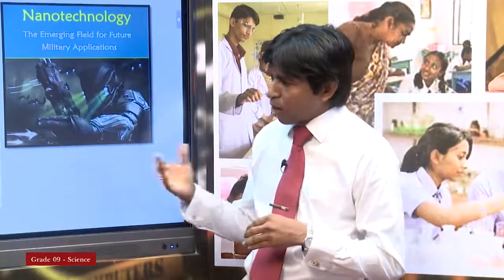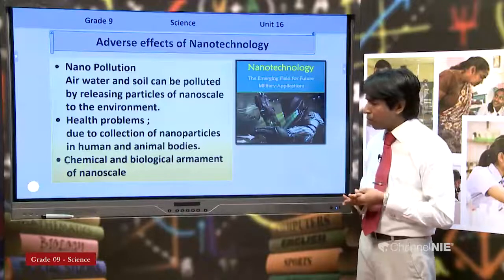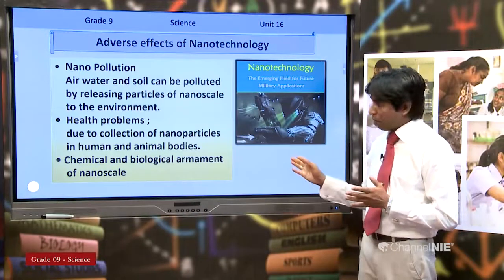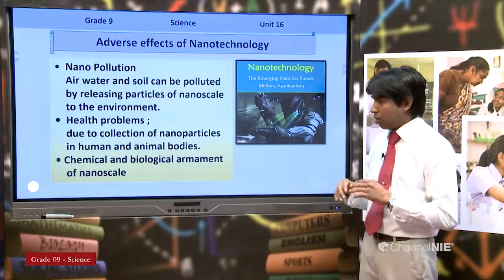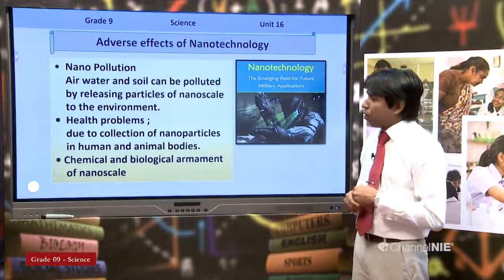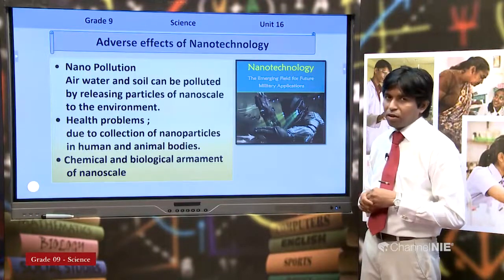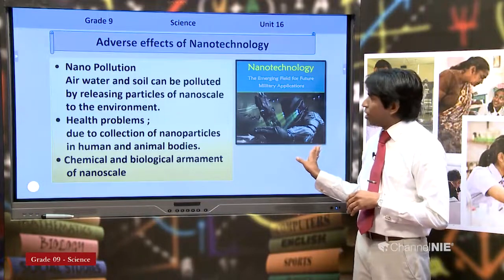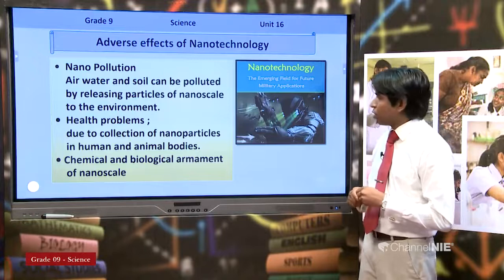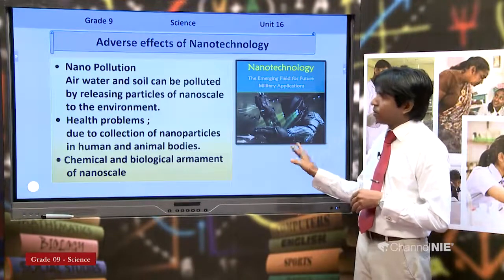And next, they can have biological weapons, chemical weapons or armaments of nanoscale. Therefore, they can use these things in war situations, which will be very harmful. So, in the future there are some adverse effects in nanotechnology too. Nano armor, military work, they can use these things. This imaginary one I have given here, in the future they will use this.